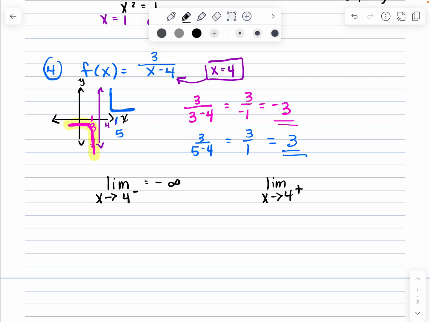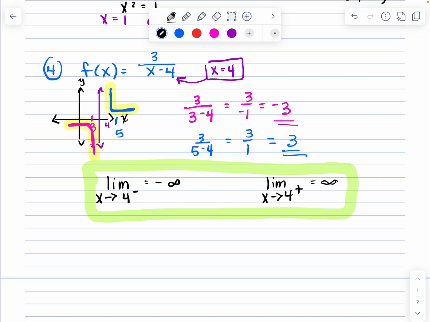On the right side, we can see that as it approaches the asymptote, it goes up. Since it's going up from the right side to the vertical asymptote, it's going to positive infinity. Okay, so that's what we're looking for. This is my answer to number 4. As x approaches 4 from the left, it goes down, and as x approaches 4 from the right, it goes up. So that's number 4. Okay, number 5.